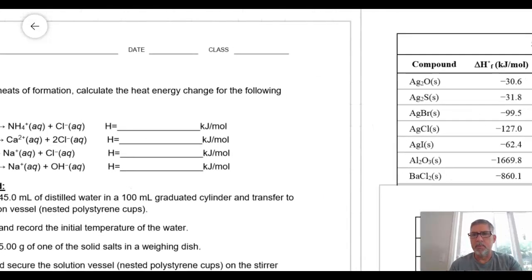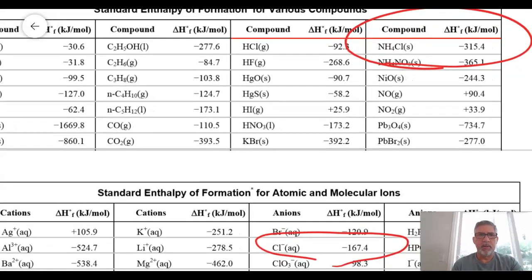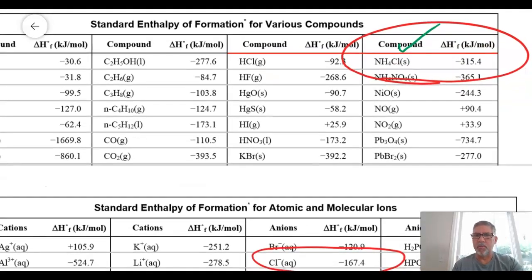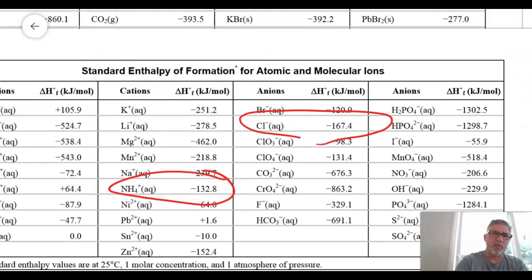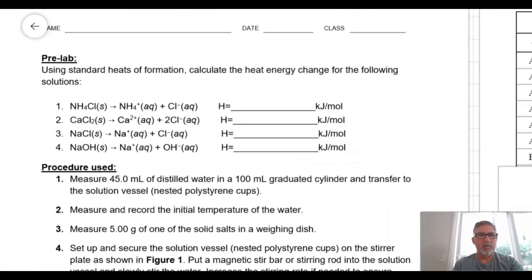Alright, so here's some help with the thermodynamics lab. For the first pre-lab, you have to look at the standard enthalpies. In the reactants, we have ammonium chloride. In the products, we have both ammonium and chloride ions. So you'll take those values and write them over here.